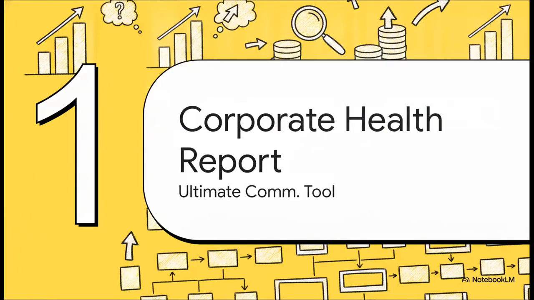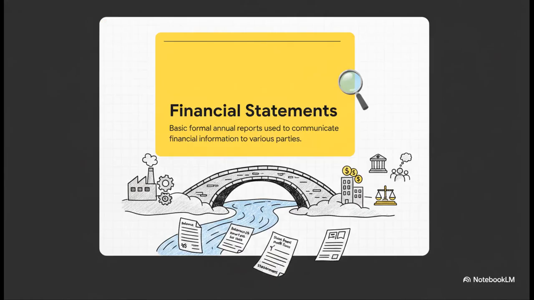Let's get into it. Section 1. The Corporate Health Report. The ultimate communication tool. Okay, let's start with the absolute basics. Financial statements are the formal annual reports that corporate management uses to communicate financial info. We're talking about the balance sheet, the profit and loss statement, and the cash flow statement. These are really the end products of the entire accounting process. Think of them as the primary bridge connecting a company's hidden inner workings to the outside world. It's literally how a business speaks to investors, tax authorities, the government, and even its own employees.